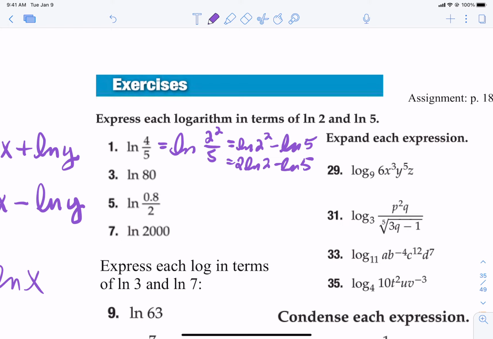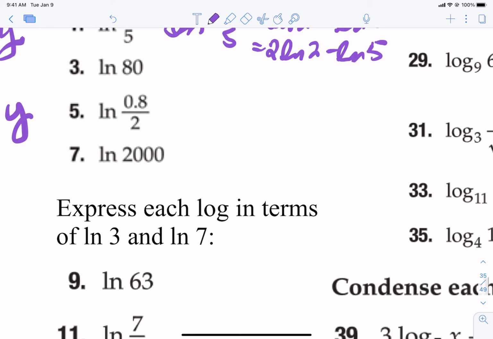For number 5, my suggestion is divide by 2. That's going to be 4/10. Rewrite what 4/10 is as a fraction. Let's look at number 7. 2,000 is 2 times 1,000. And if we keep doing that, let me write it down. I'm going to break it down a little bit more here.